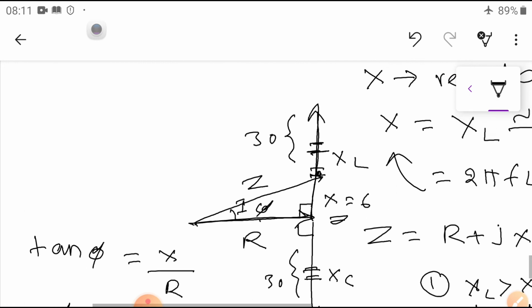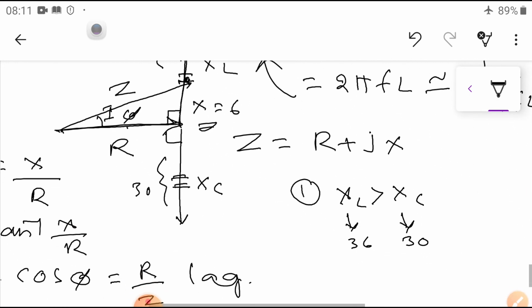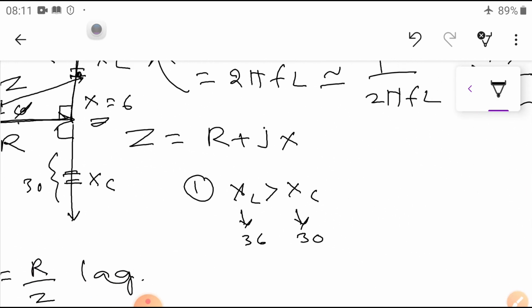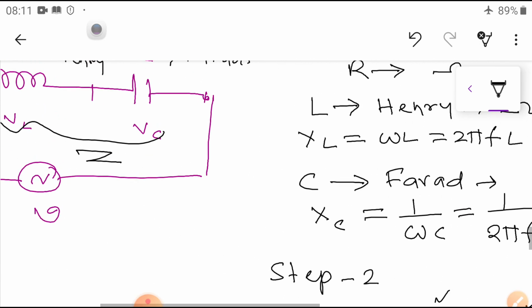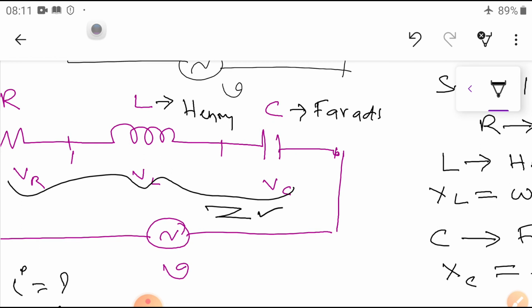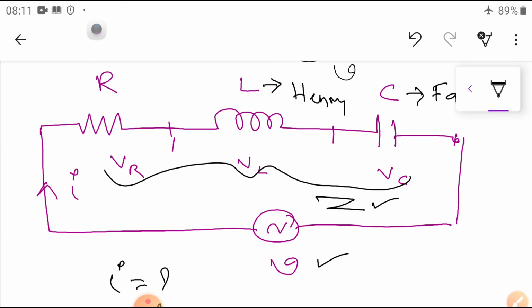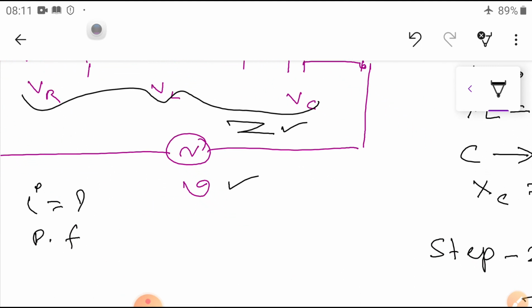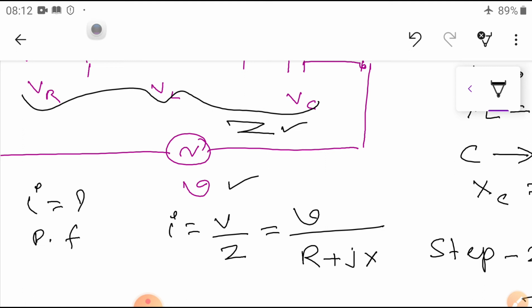Okay, so these are the steps, dear students. We have calculated up to Z. I calculated what the Z value is. If you know the Z value and the voltage, I can easily calculate the current. What is the current here? I is equal to V by Z. V is given directly here, and Z is equal to R plus jX.